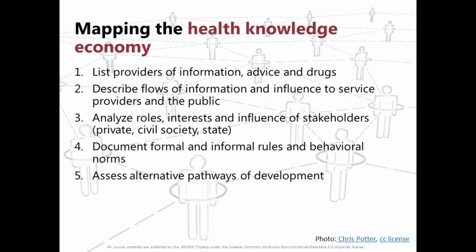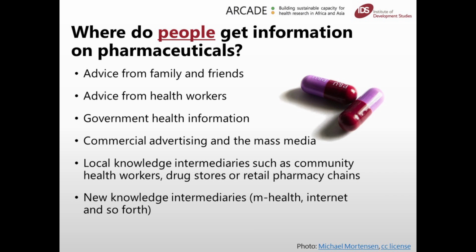So what might this involve in practice? Well, we can start by simply asking, where do people get information on pharmaceuticals? Well, many people get advice from family and friends, but they then will have developed their ideas from somewhere else. They may consult a health worker, a doctor, or an informal health provider. The government provides health information. With the spread of access to the mass media, commercial advertising is playing a growing role in many countries, so people get information from that source.